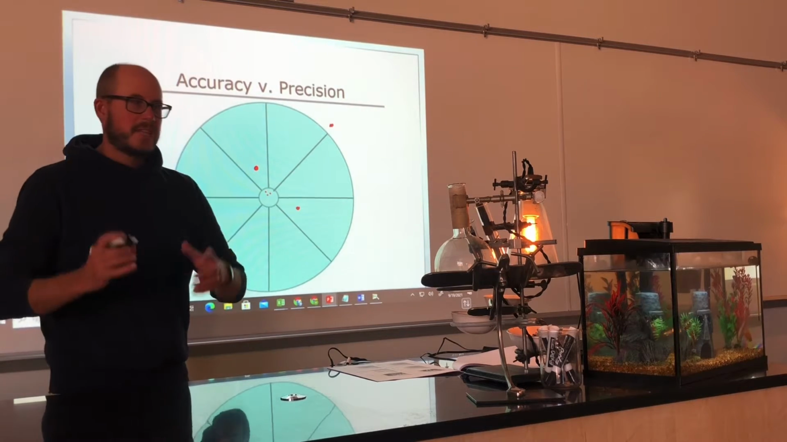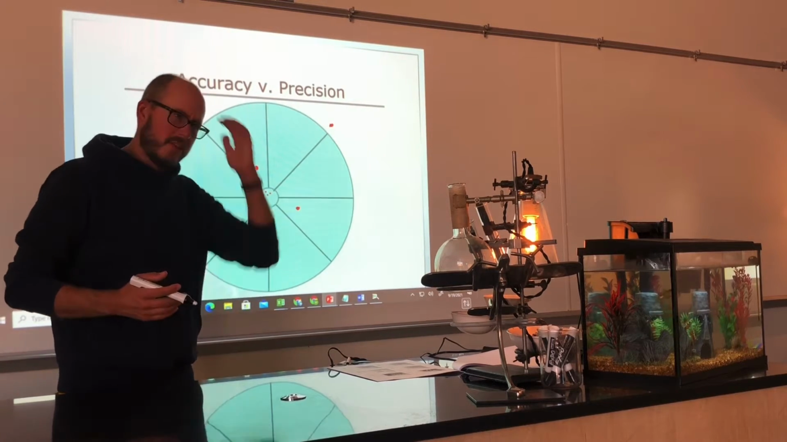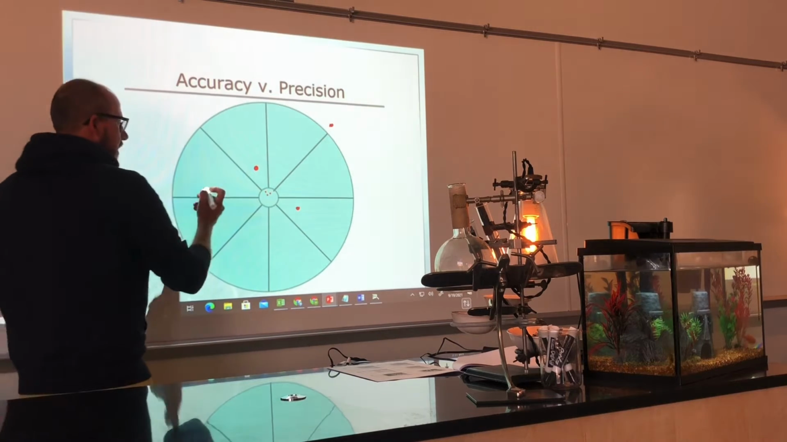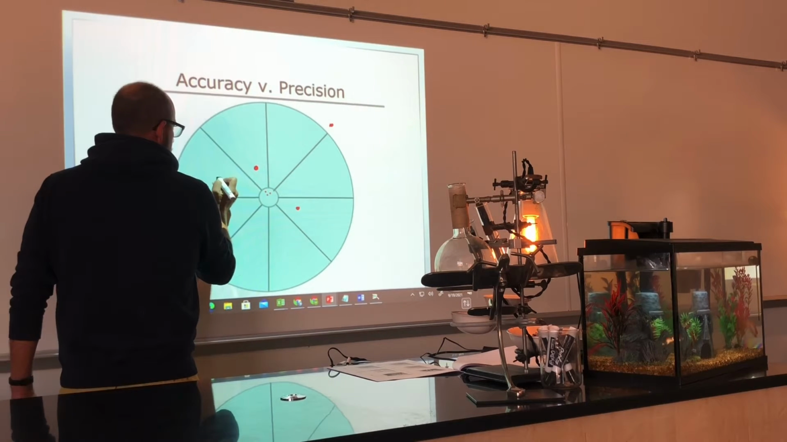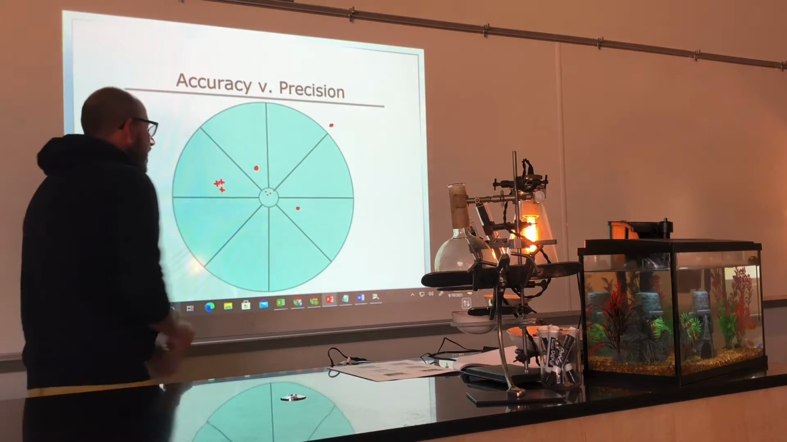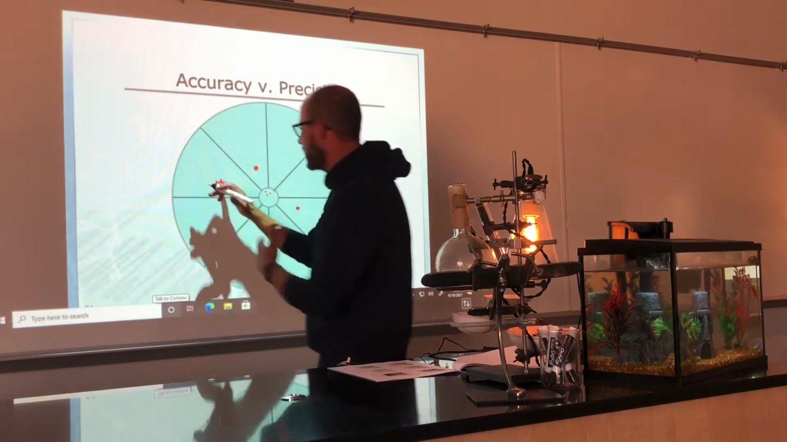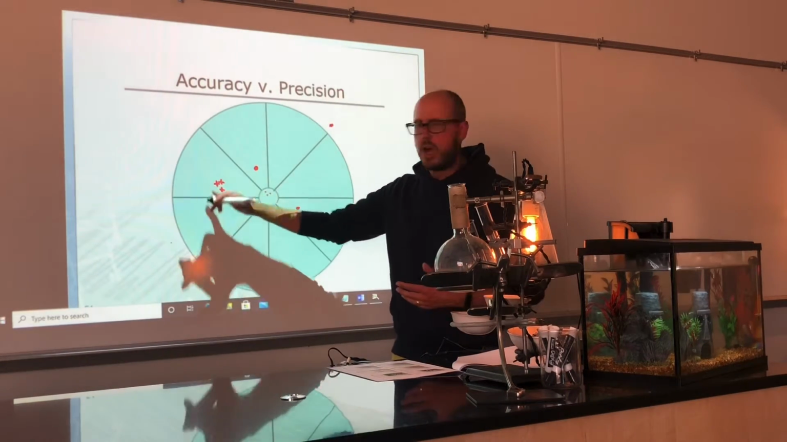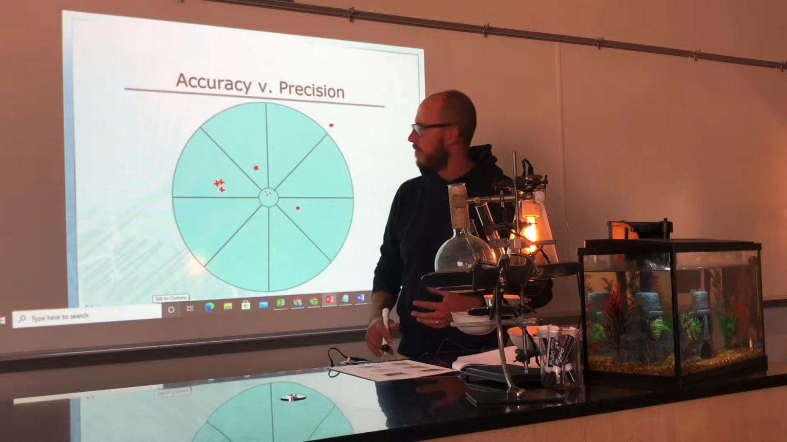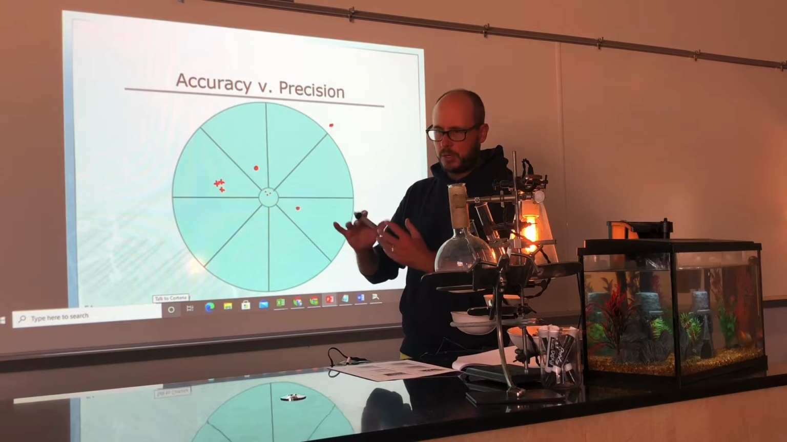Now, the next possibility is having one without the other. So let's say we have somebody who throws 3 darts, and we have 1 here, 1 here, and 1 here. Now, if they were aiming for the bullseye, we definitely don't have accuracy, but what we do notice is we have pretty good precision. They're all pretty close together in one spot. So no accuracy, but good precision.